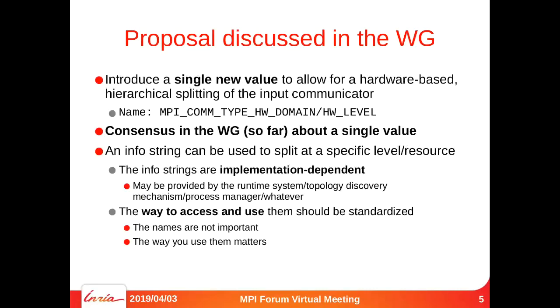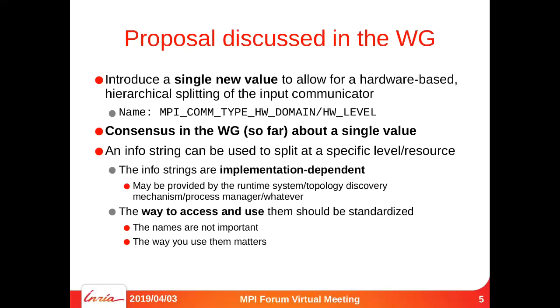So what we discussed in the working group so far. We propose to introduce a new single value to allow for hardware-based hierarchical splitting of the input communicator. The current name has changed. It's not fixed, but currently it's something like MPI com type hardware domain or hardware level. But I don't think the name is that important. It is in the end, but the principle is important, not the name. And so far, there was a consensus in the working group about defining only a single value.